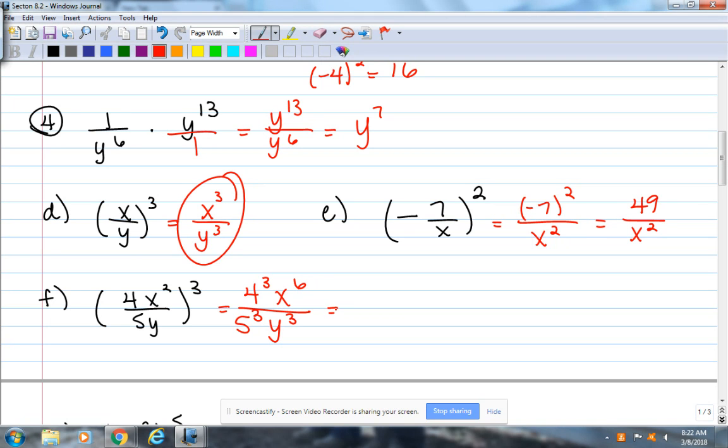4 times 4 times 4. 64. That's one that has been coming up a lot, isn't it? And what's 5 to the 3rd power? 125. And y'all, if the two numbers will reduce as a fraction, then you reduce them. But there's no number that goes into 64 that goes into 125 besides 1. So this is my final answer.